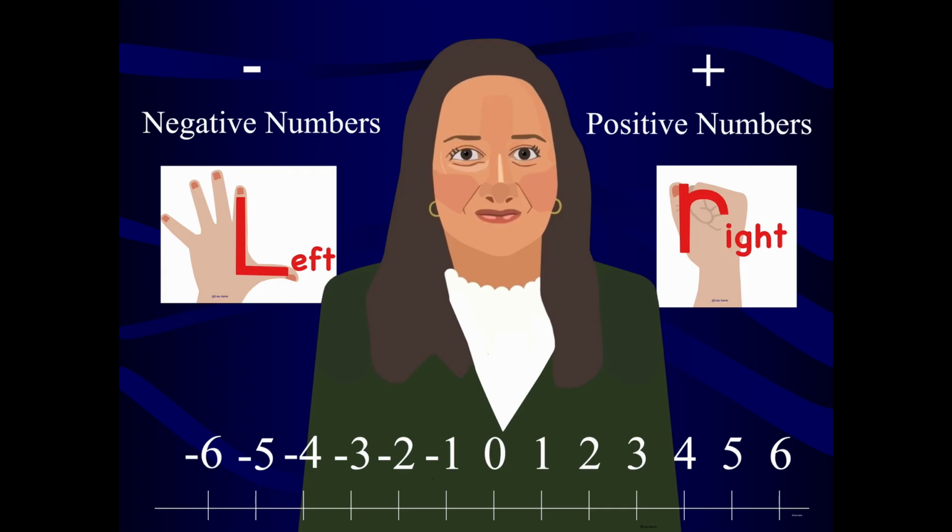Today we're going to be learning about negative numbers and positive numbers. At the bottom of your screen, you will see a number line. In the very center is 0. The 0 separates the negative numbers from the positive numbers. The left side are the negative numbers, and a left hand where you can see the L helps you remember negative numbers. The right side are the positive numbers when looking at a number line. And remember, the 0 separates the negative numbers from the positive numbers.